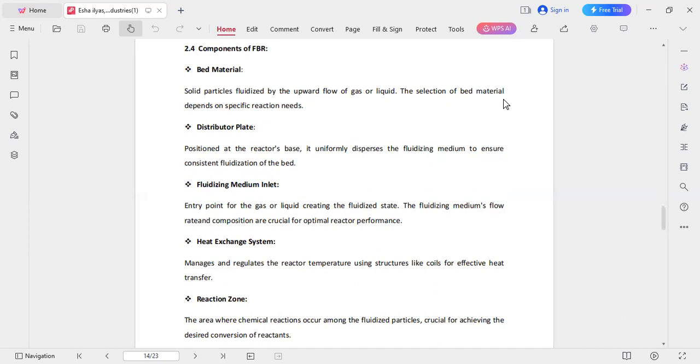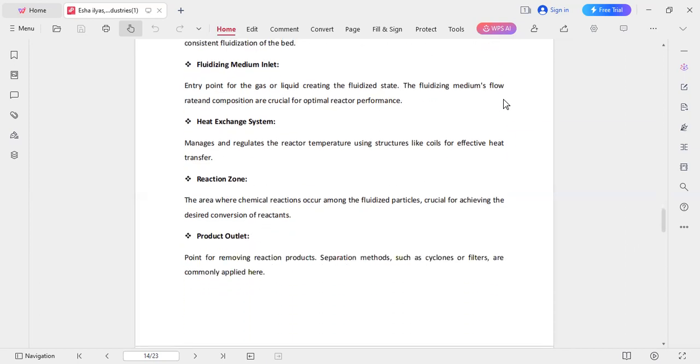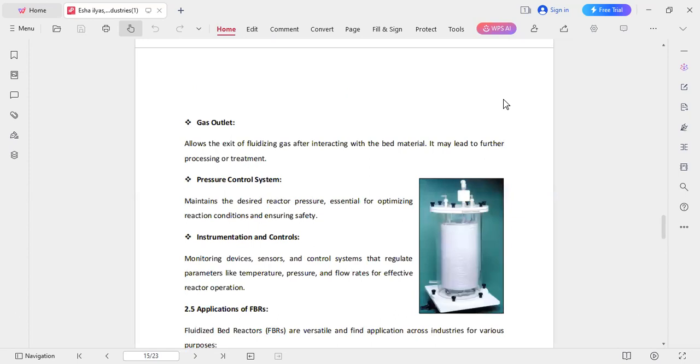Number five, reaction zone. The area where chemical reactions occur among the fluidized particles, crucial for achieving the desired conversion of the reactor. Number six, product outlet. Point for removing reaction products. Product separation methods such as cyclones or filters are commonly applied here. Number seven, gas outlet. Allows the exit of fluidizing gas after interacting with the bed material. It may lead to further processing or treatment.